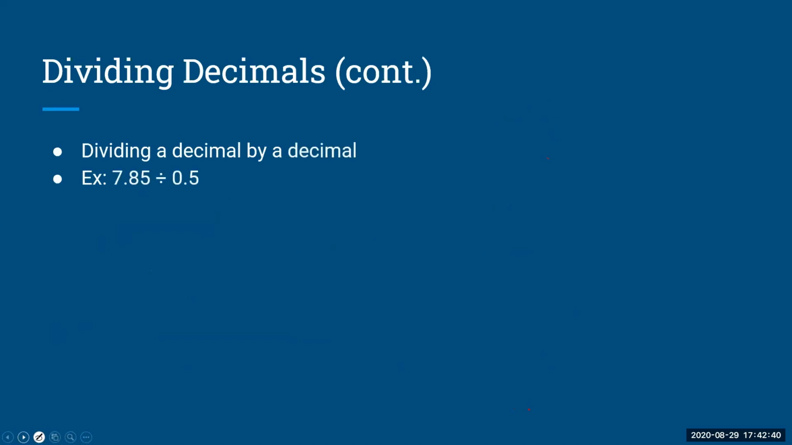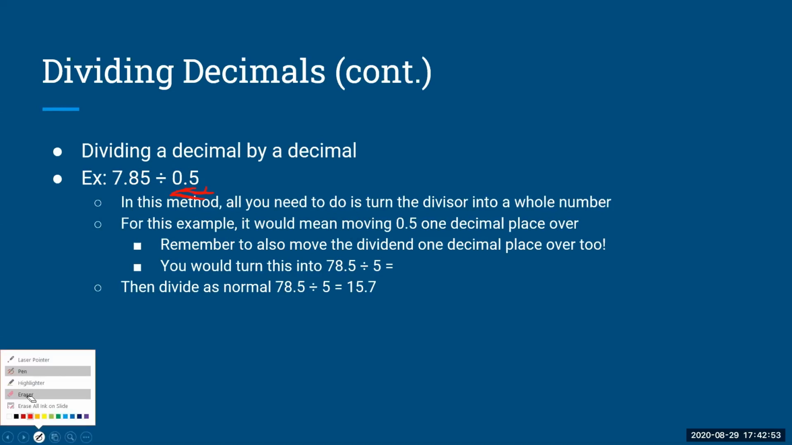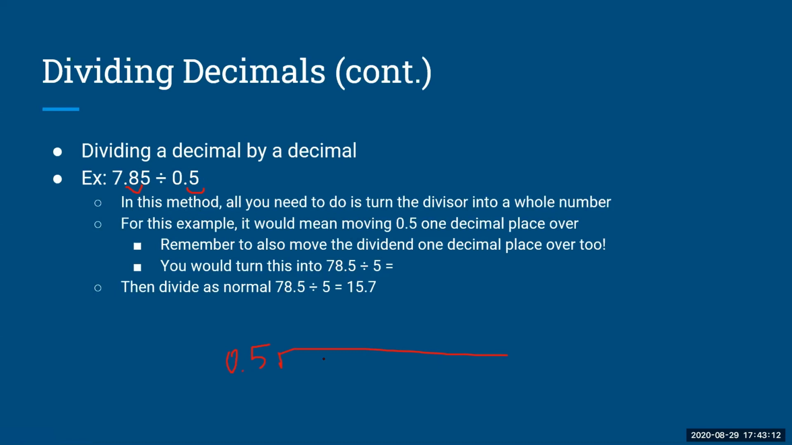All right, decimal by decimal. Same process. All you just need to do is turn this number into a whole number, right? So you just move this decimal place once. And you do the same thing on this one because you want to keep it the same. So you turn 7.85 divided by 0.5 to 78.5 divided by 5, right? And you just divide as normal. So if I show you how to do that on the division, bring the decimal point up here, and just divide as normal.